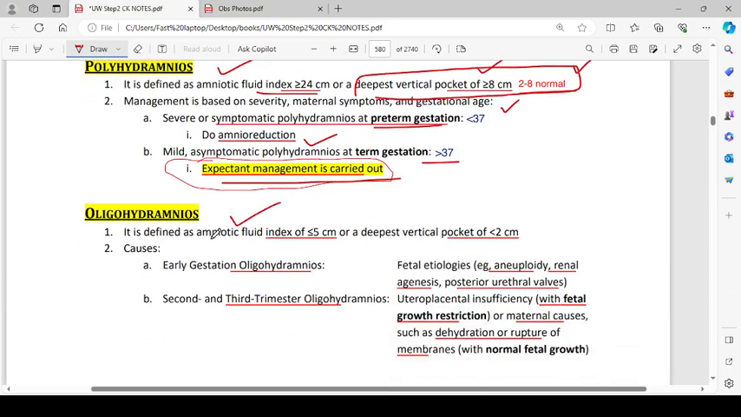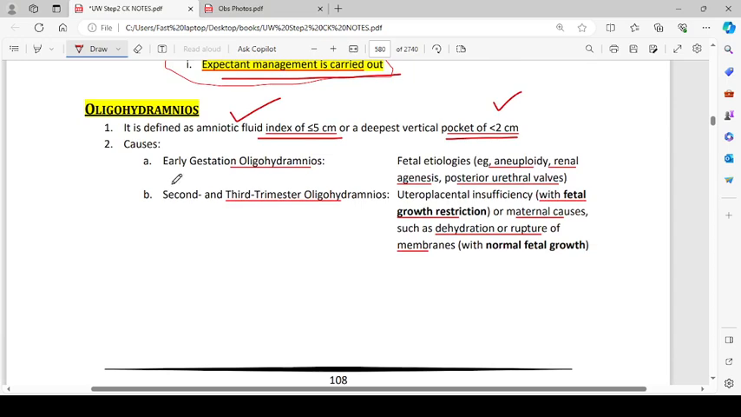Then oligohydramnios is defined as an amniotic fluid index of less than 5 centimeters or a deepest vertical pocket of less than 2 centimeters. Causes are early gestation. Oligohydramnios fetal etiologies are like aneuploidy, renal agenesis, and posterior urethral valves. In the second and third trimester, oligohydramnios is due to uteroplacental insufficiency with fetal growth restriction, or maternal causes such as dehydration, or rupture of membranes with normal fetal growth.